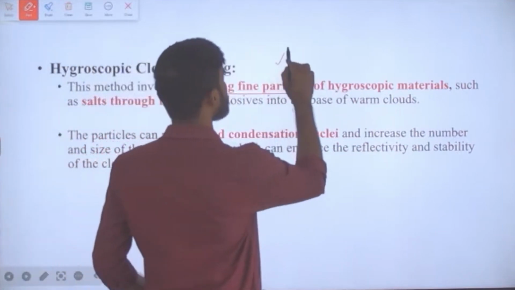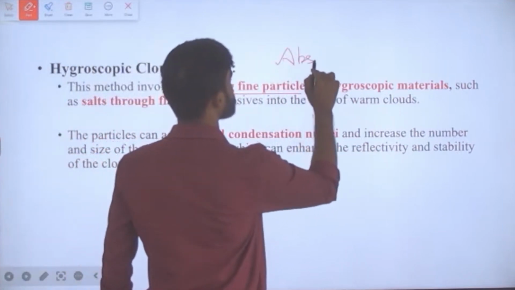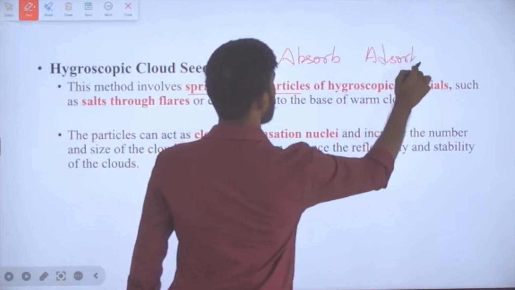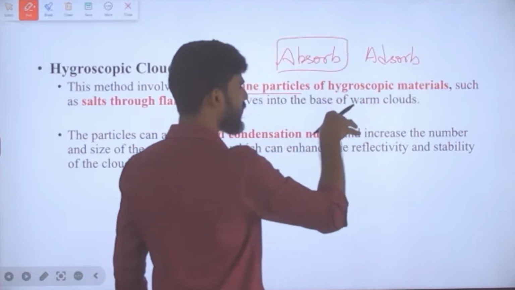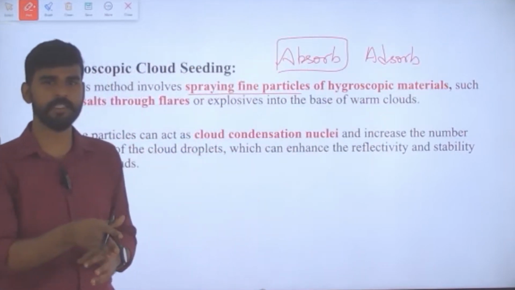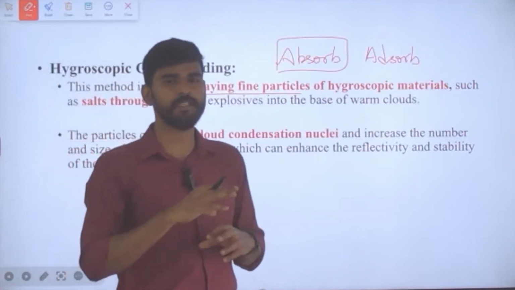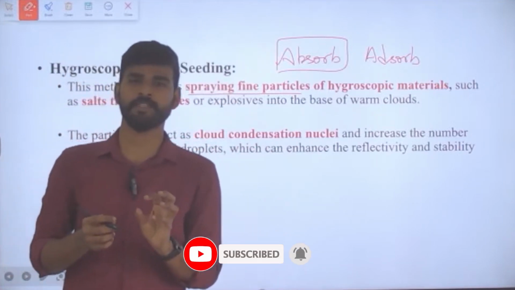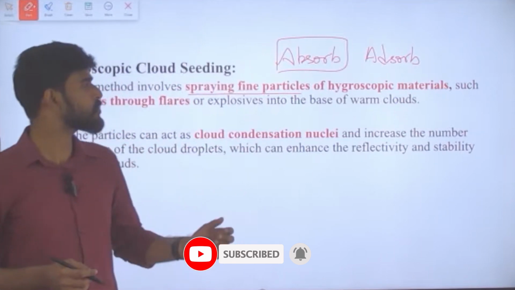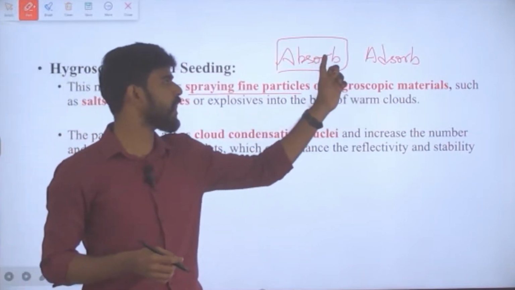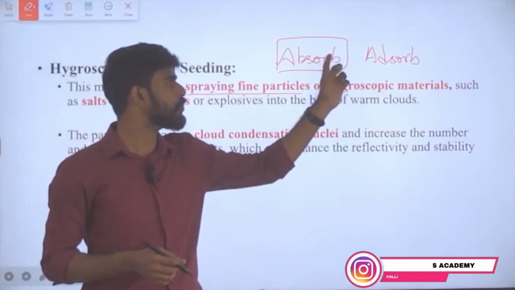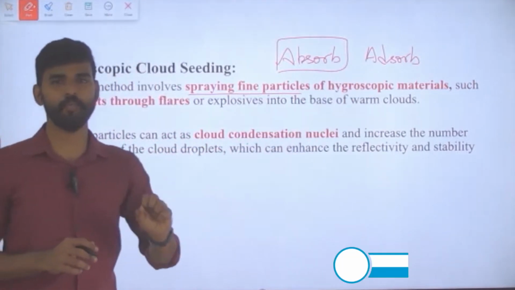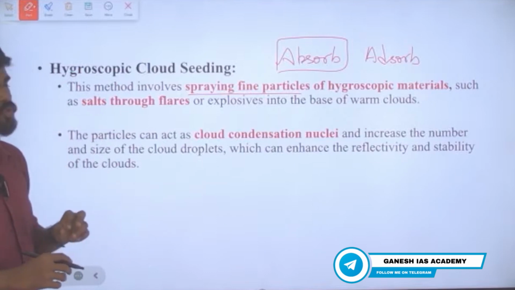Okay, what is the difference between absorption and adsorption? Absorption means the water is taken inside. It penetrates inside. Whereas adsorption is a surface phenomenon. The water is sticking to the surface of another substance. That is called adsorption. So hygroscopic material can do either absorption or adsorption. Either way, it is attracting water molecules. That is why they are hygroscopic materials.